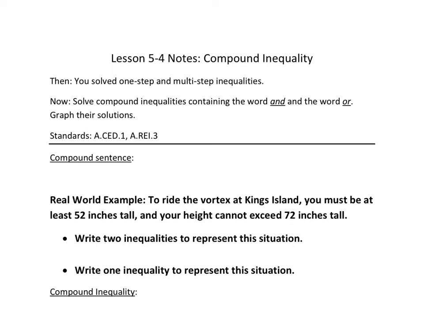Okay, we're going to be doing lesson 5.4, which is called compound inequality. So far we've been dealing with one-step and multi-step inequalities. So what we're going to do today is solve what's called compound inequality, which just means it's going to contain the word and or the word or in it.